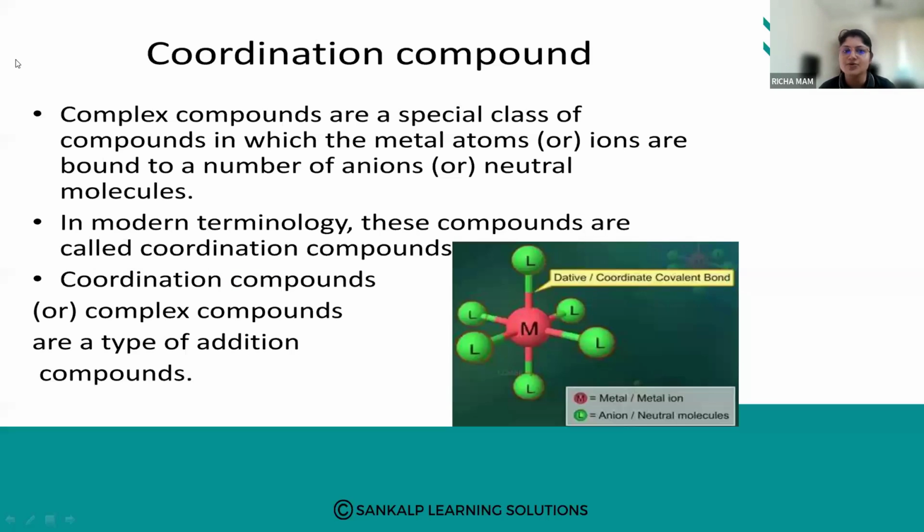What are coordination compounds? These are a special class of compounds in which metal atoms are bound by a number of anions or neutral molecules. These anions or neutral molecules are called ligands, right? So they are termed coordination compounds or complex compounds. This is the way the metal and the ligands are arranged. The bond between the metal and the ligand is called the dative bond or the coordinate covalent bond.